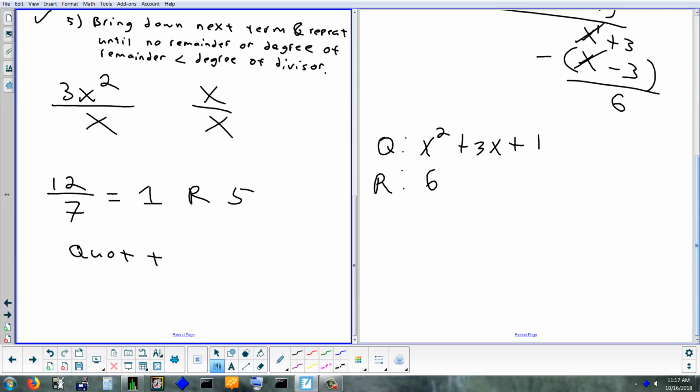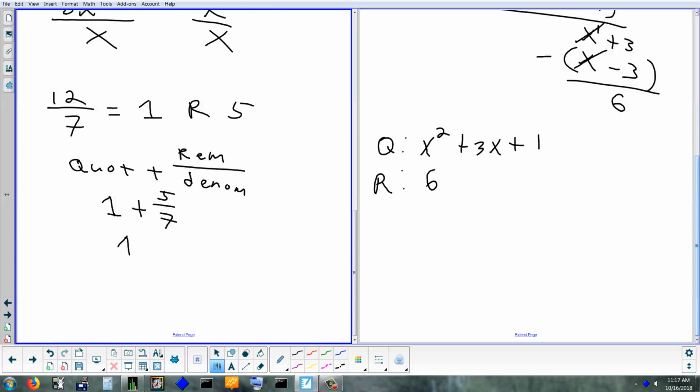Quotient plus remainder over your denominator. So if you wrote your answer that way, that's 1 and 5/7. Or if you write it as a mixed number, 1 and 5/7. 12 divided by 7. Okay.